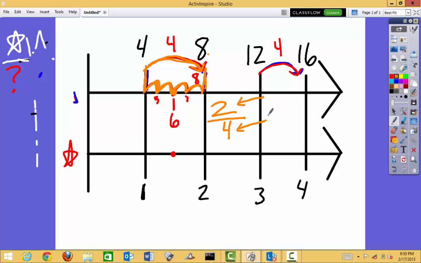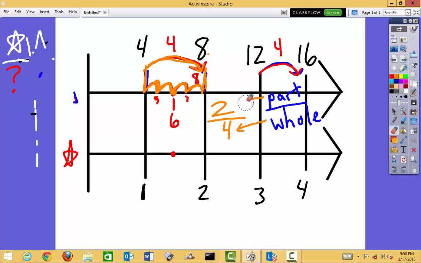So again, think of a fraction. A fraction is your parts out of your wholes. So I went part of the way. How many parts did I go? I went 2 parts. Out of how many jumps to make a whole? Well, it would take 4 jumps to make a whole.